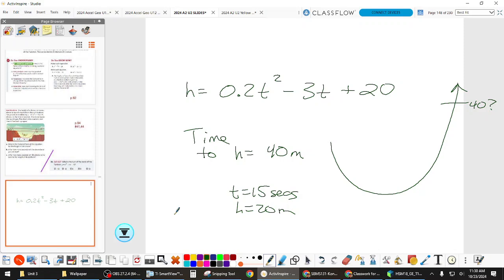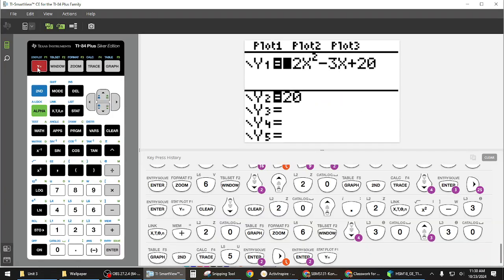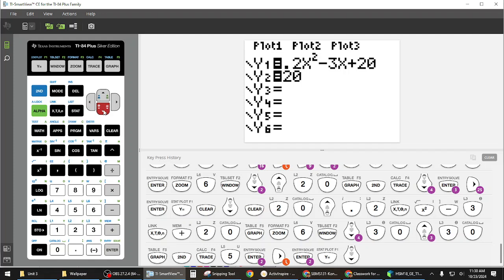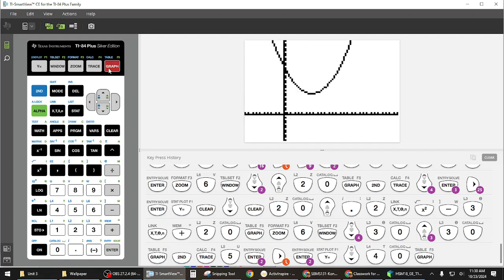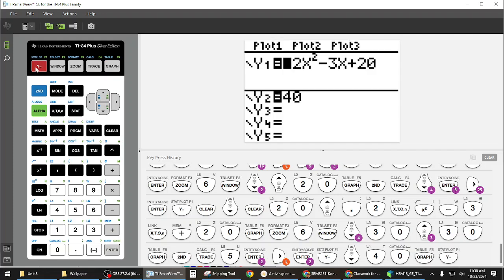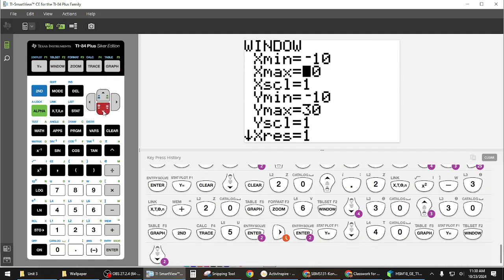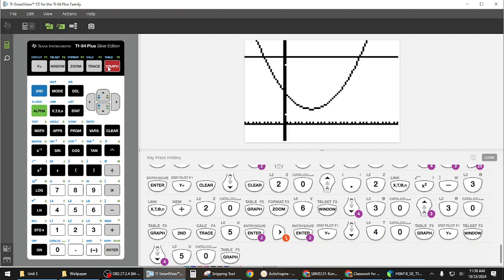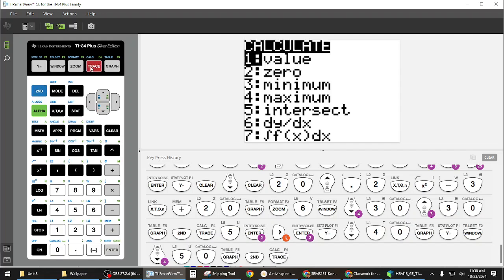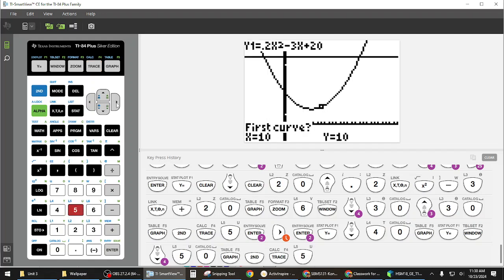Oh, it's because I put 20, not 40. Let me just switch that real quick. Yeah, okay, that's why. So I need to raise my window Y max to 50. There we go. Anyway, same process. But let me get you a correct response here. So when will it reach 40 meters? At 20 seconds.